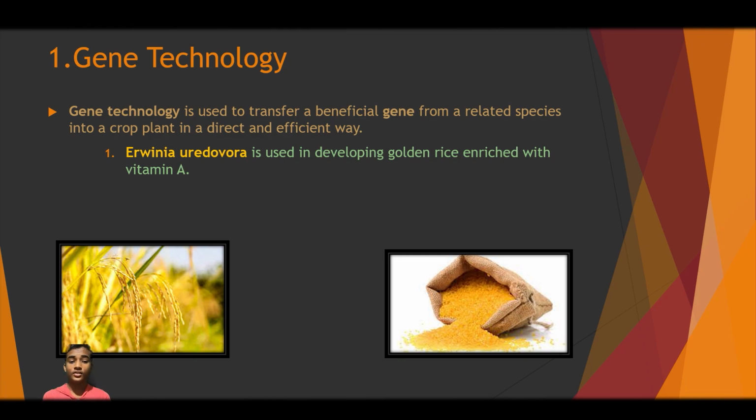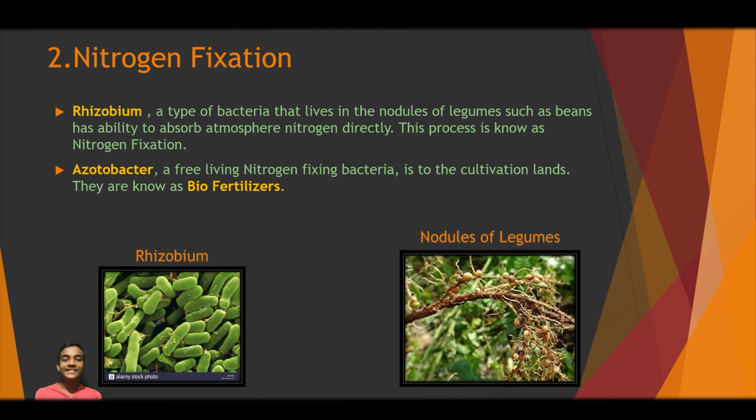First one, gene technology. In agriculture, crop harvest is enriched by producing crops with high nutrition and taste with the aid of microorganisms. Further, biopesticides are also developed by microorganisms. Second one, nitrogen fixation. Plants have limited ability to absorb nitrogen, but Rhizobium, a type of bacteria, has the ability to absorb nitrogen directly. This process is known as nitrogen fixation.